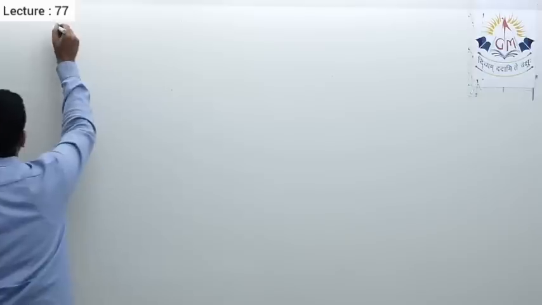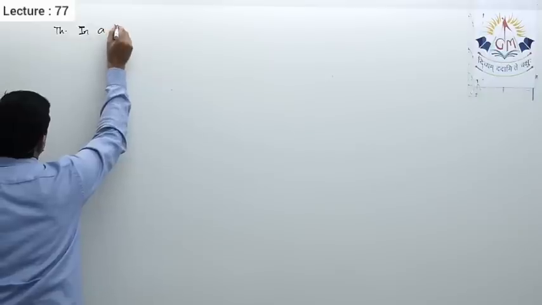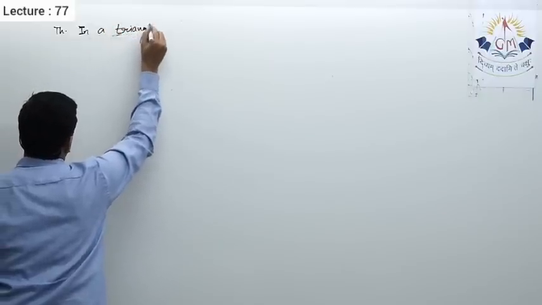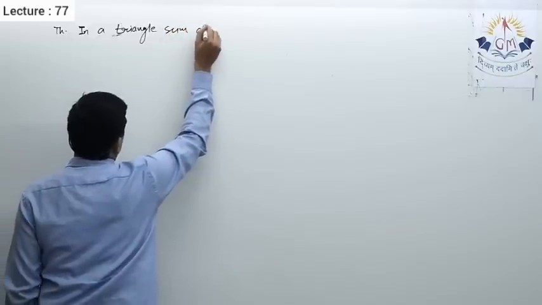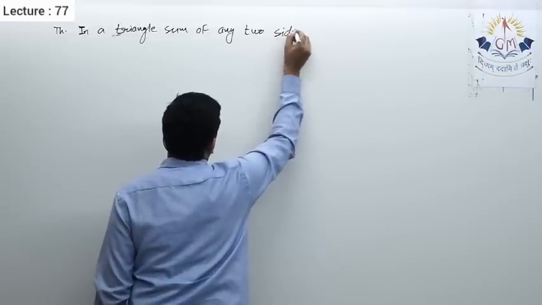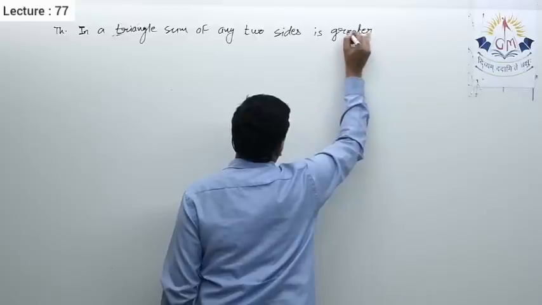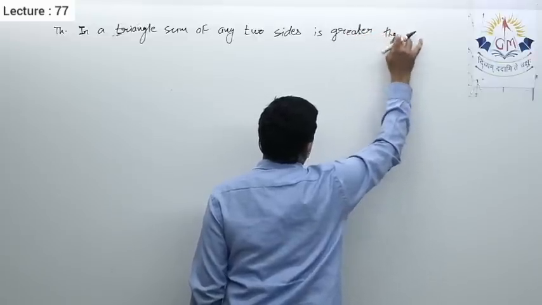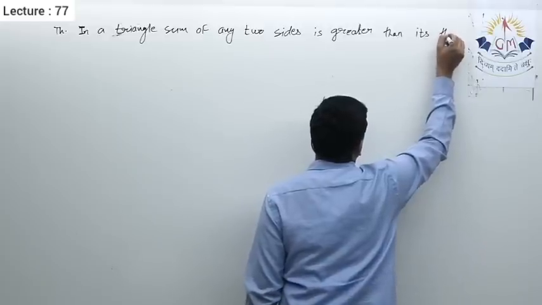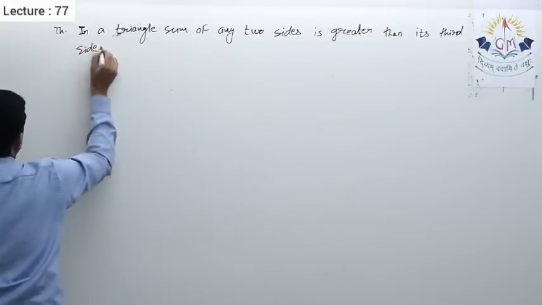Okay, next theorem. Statement: in a triangle, the sum of any two sides is greater than its third side. That we have to prove, that in a triangle the sum of two sides is greater than its third side.